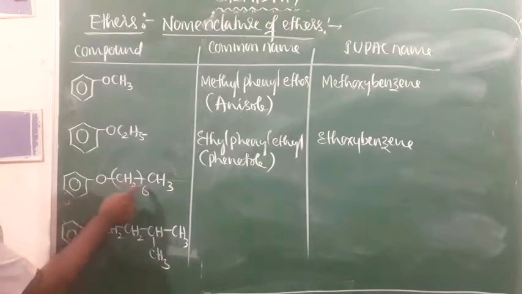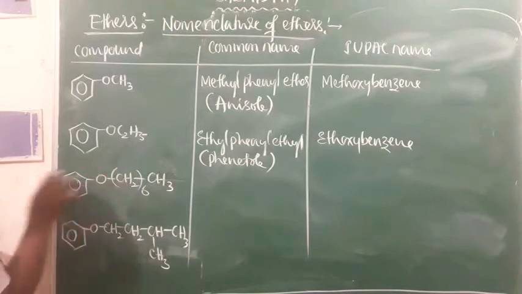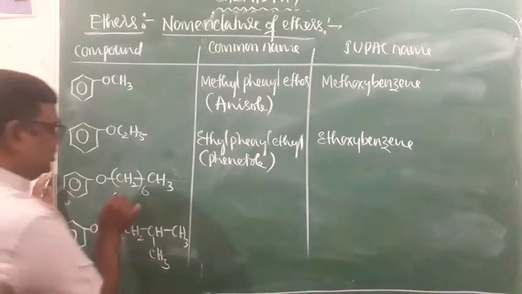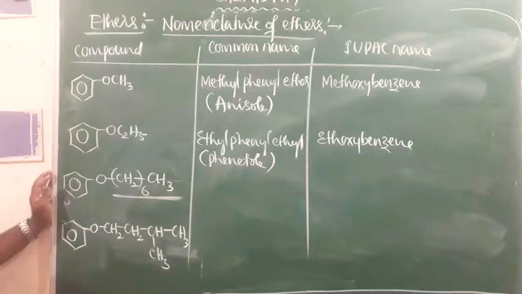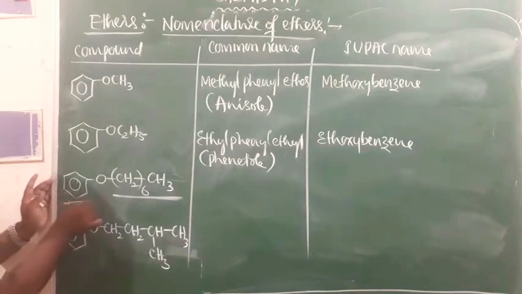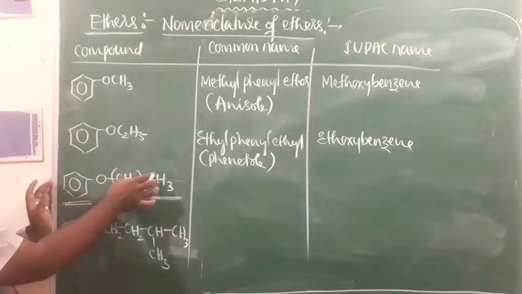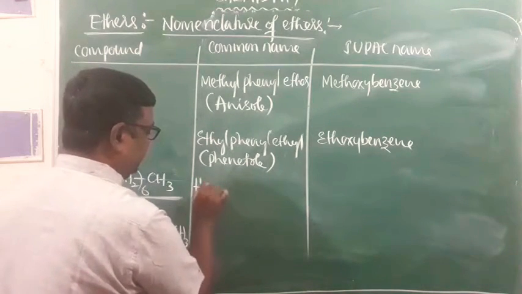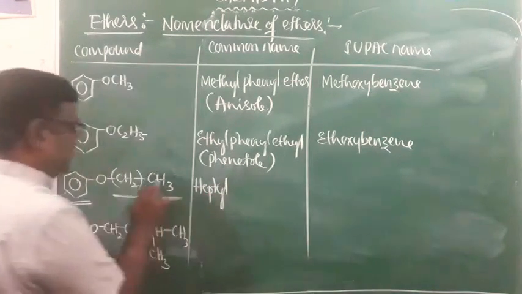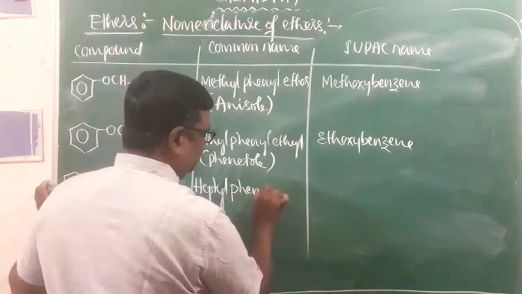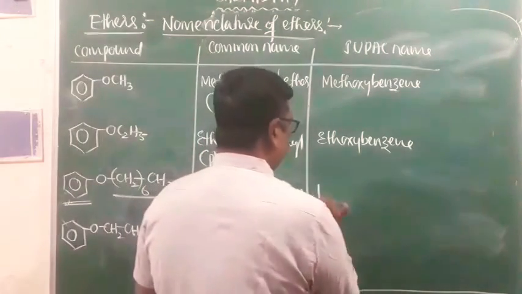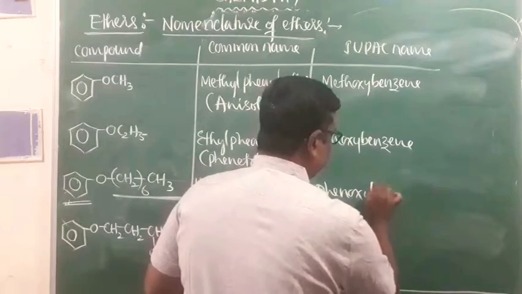Look at this. Here we have two R groups on either side of the oxygen, right? This benzene ring contains 6 carbon atoms. This side chain contains 7 carbon atoms. Therefore, this will be treated as the parent now. The heptyl group is treated as the parent. The benzene ring is treated as a substituent, because the chain contains more carbon atoms, 7, while here it is 6. In the common system it is heptyl phenyl ether, because of 7 carbon atoms. Heptyl phenyl ether is the common name, right? In the IUPAC system it is phenoxyheptane.